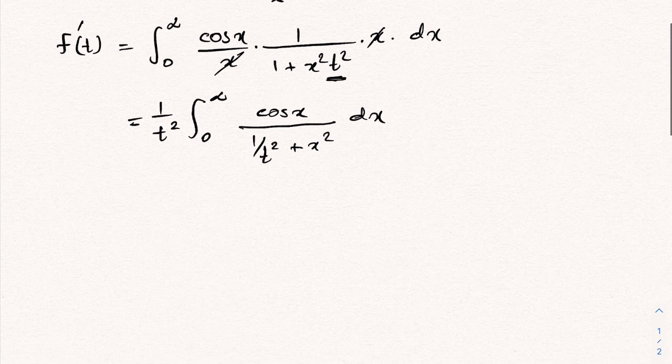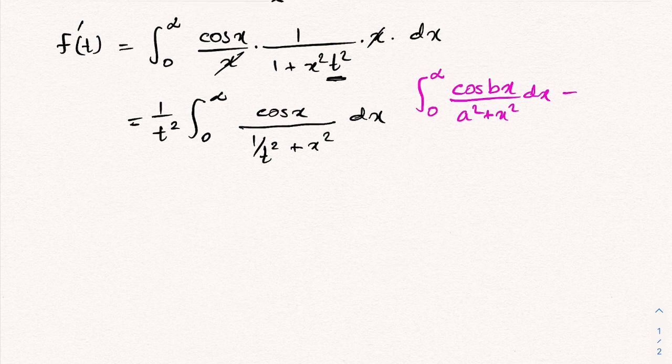Okay, now we have another interesting integral. I solved this integral: the integral from 0 to infinity of cosine of bx over a square plus x square dx is equal to, we know, pi over 2 times a times e to the minus a times b. I will add the link in the description and also make a card so you can watch. So here now we know this integral, same type of integral.